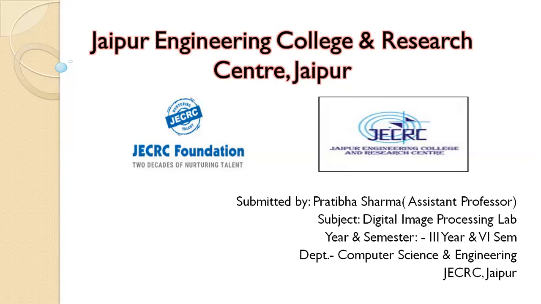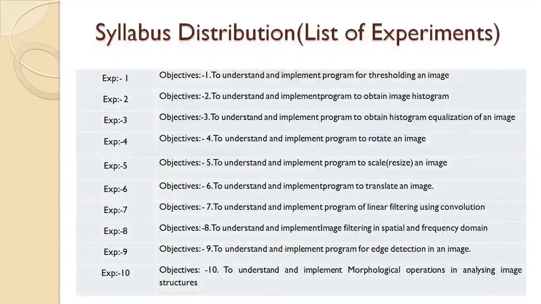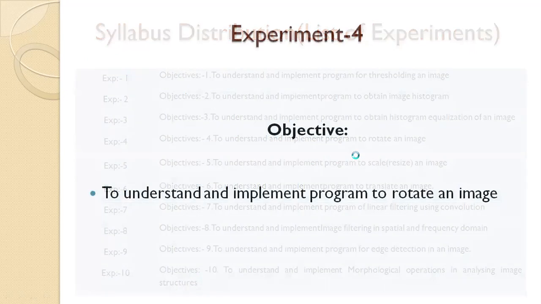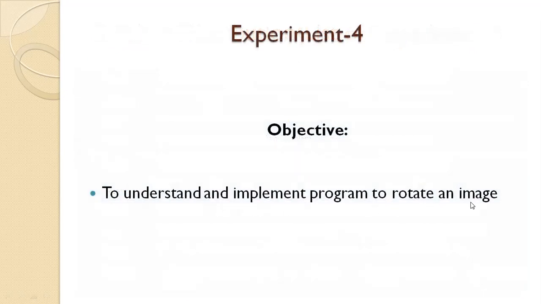Today we are going to discuss Digital Image Processing Lab that is taught in third year in RTU curriculum. In our previous lab, we have discussed our experiment number 3, that is to obtain histogram equalization of an image. Today, we are going to perform some geometric transformation on the image, that is our experiment number 4, and we are going to understand and implement a program to rotate an image. The geometric transformations we can perform on the image are rotation, translation, scaling, and resizing of the image.